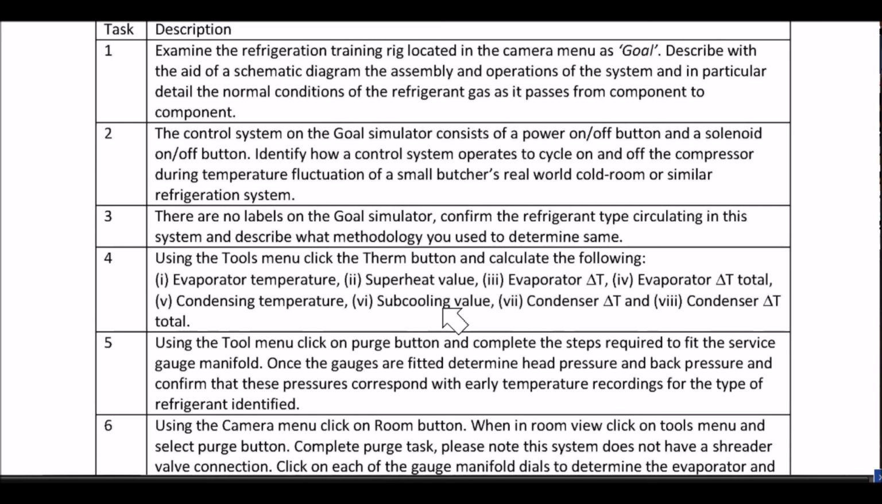Subcooling value is the difference between your condensing temperature, as read from your high side gauge or the middle of your condenser, and the temperature of the refrigerant at the bottom of the condenser. In other words, the liquid temperature at the outlet of the condenser, the liquid pipe leaving the condenser going towards the receiver. The difference between those two is your subcooling value. And remember, subcooling is a value, not a temperature. That value should be anywhere between 4 and 7 degrees of difference.